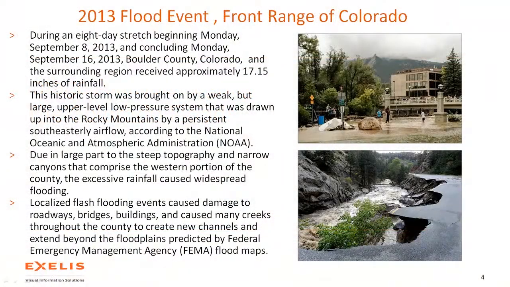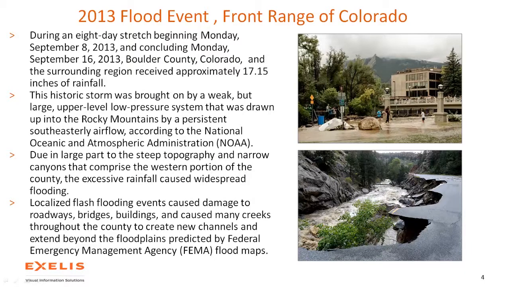In the fall of 2013, residents along the Front Range of Colorado experienced an historic storm event that caused widespread flooding throughout the region. During an 8-day stretch beginning September 8, 2013, and concluding September 16, 2013, the county of Boulder, Colorado, and the surrounding region received over 17 inches of rainfall.